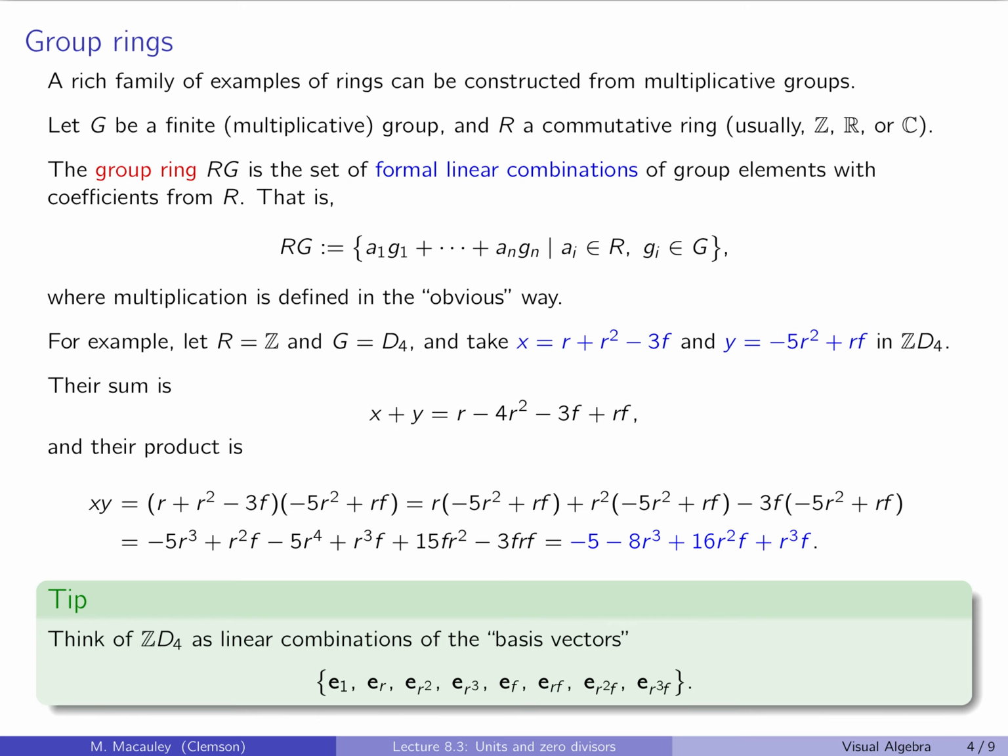Here's a tip for how to think about elements in a group ring. I don't actually recommend writing them like this, but sometimes it's useful to think of things like this. So for every element in the group, we have a basis vector, and the elements in the group ring are just linear combinations of the basis vectors. So instead of writing something like r plus r squared minus 3f, we can write e_r plus e_r squared minus 3e_f.